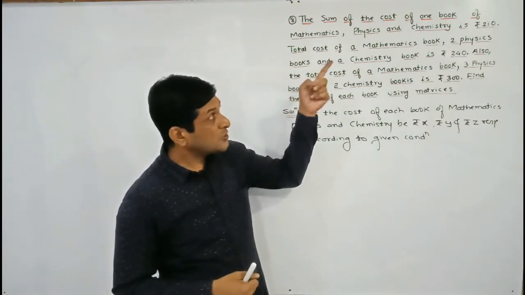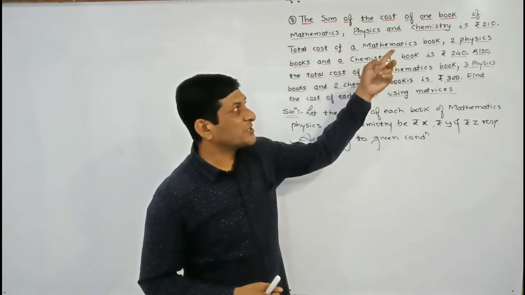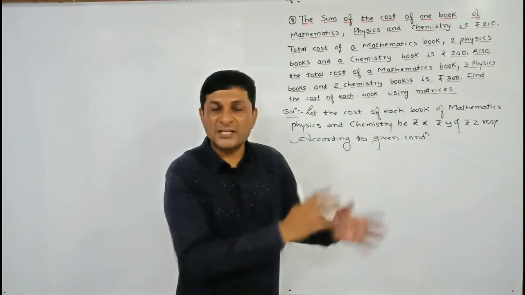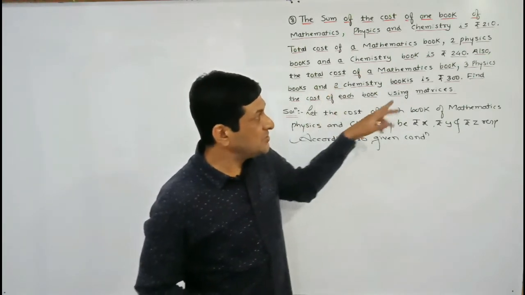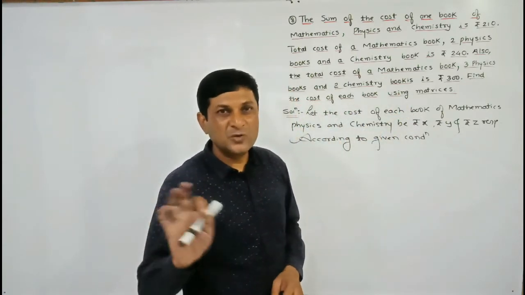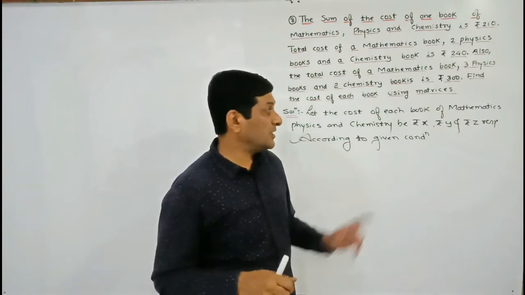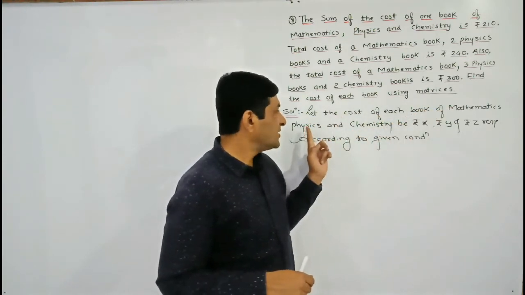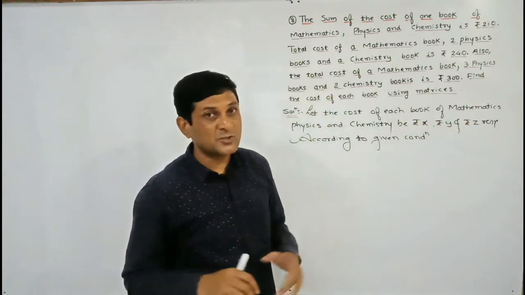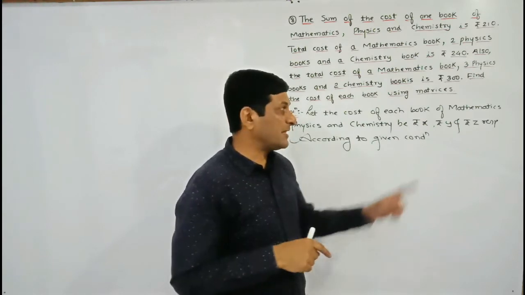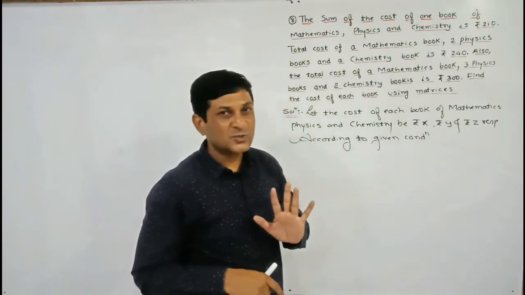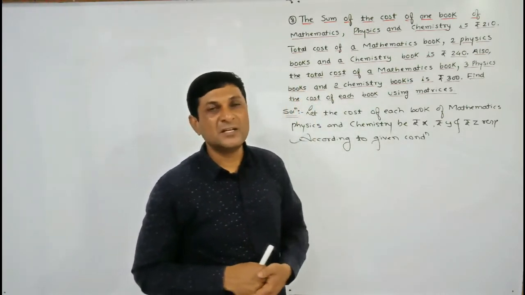The sum of the cost of one book of mathematics, physics and chemistry is rupees 210. Some conditions related to the cost of books of mathematics, physics and chemistry are given to us. Using these conditions, the question is to find out the cost of each book using matrices. So let us denote the cost of each book, mathematics, physics and chemistry, by rupees X, rupees Y and rupees Z respectively. What is our supposition? Cost of the mathematics book is rupees X, physics is rupees Y and chemistry is rupees Z.